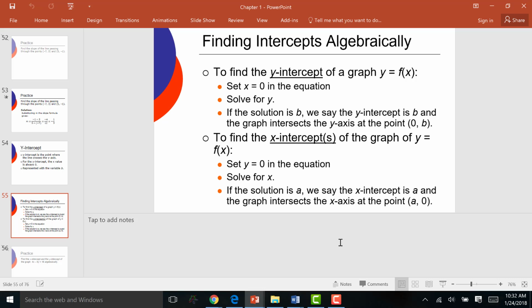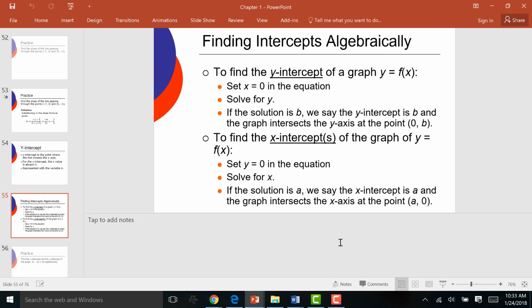So to find the y-intercept, if they didn't give it to you, set x equal to 0. That means plug in a 0 for x and solve and get y by itself. And the second one, if you want to find the x-intercept, set y equal to 0. That means plug in a 0 for y and solve and get x by itself.